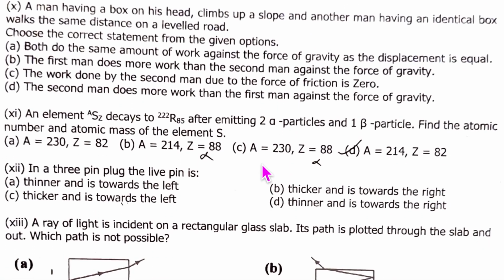It's good practice for us, right? A man having a box on his head climbs up a slope. Another man, with an identical box, walks the same distance on the level road. Choose the correct statements. Now one guy is going this way and the other one is going this way. On a level road, if they say work done against gravity, then remember theta is to be taken as 90 degrees and work will be 0.